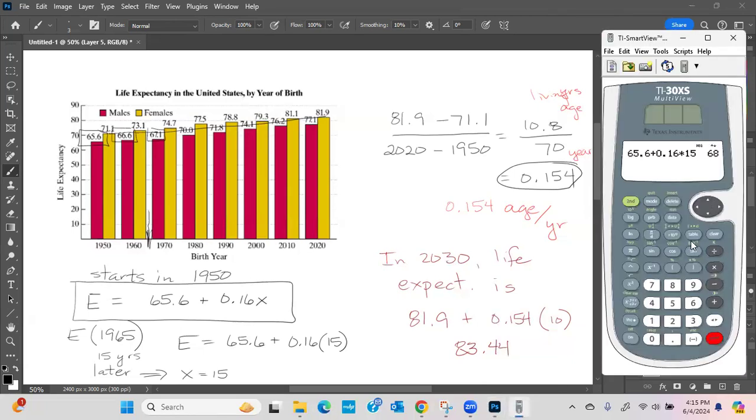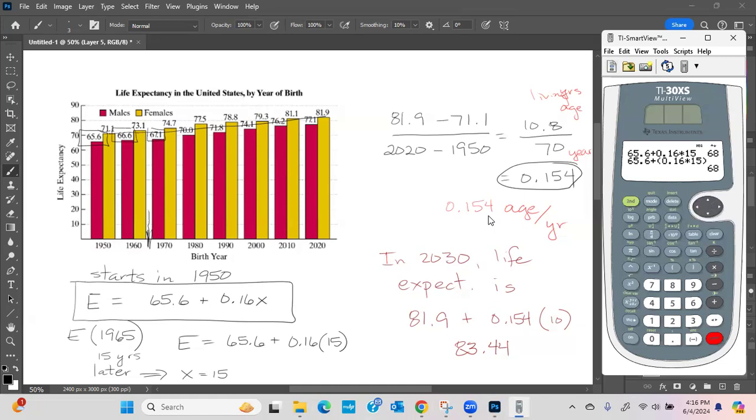But I was saying, with some of your calculators, you may want to do 65.6 plus and use some parentheses to force that multiplication to happen first before we add. And that's something we'll get into later. It's called the order of operations. But sometimes some of your calculators will need an extra set of parentheses to make it do what we need done. So that's how we'll use these mathematical models.